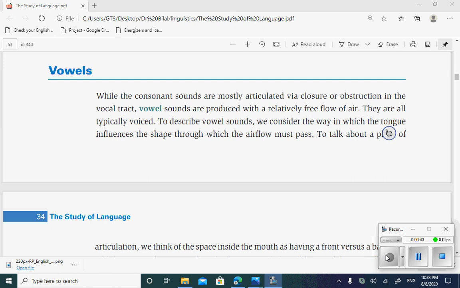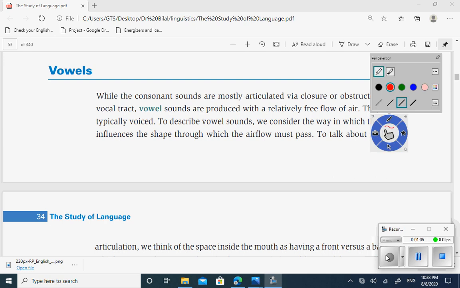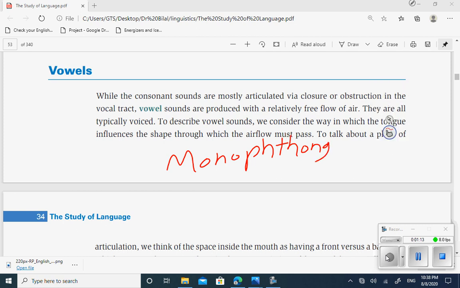So we are going to study the British English vowels. Today we are going to talk about 12 monophthongs. Vowels in general are divided into two types, whether a monophthong or a diphthong. Monophthong, let me write that down for you, or a diphthong.